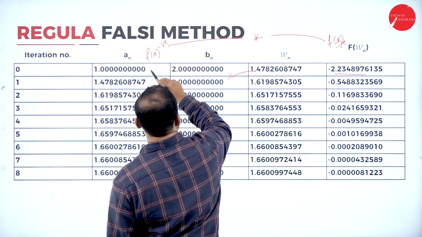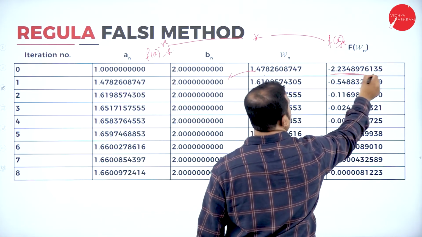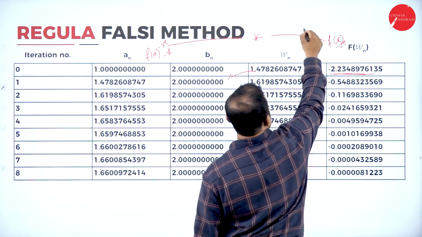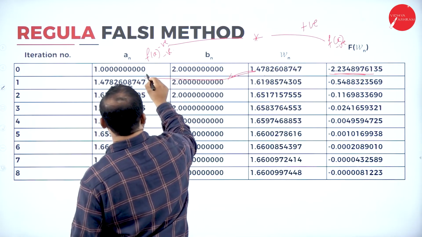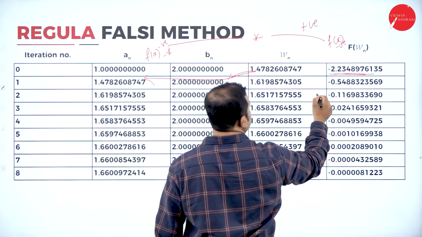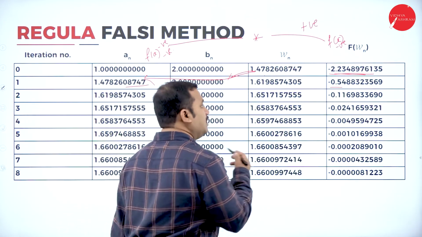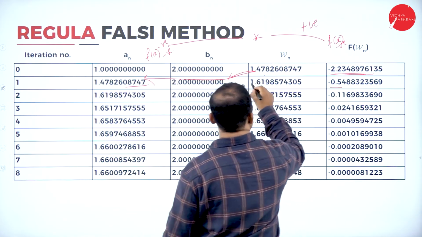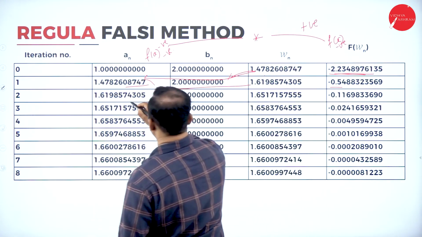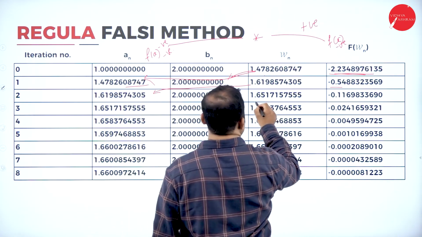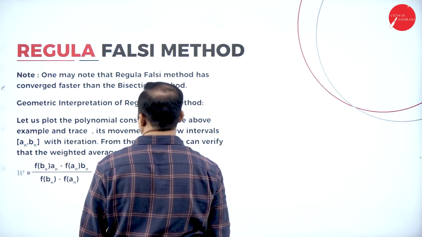That is, f of a is some value, a negative value, and f of c is a negative value. Negative into negative becomes a positive value. If it is positive, or greater than 0, this becomes the value of a. In this case again it is negative, and the value of f of a is also negative, so negative into negative becomes positive. If it is positive, this becomes the value of a. So this process is repeated until the roots are obtained.